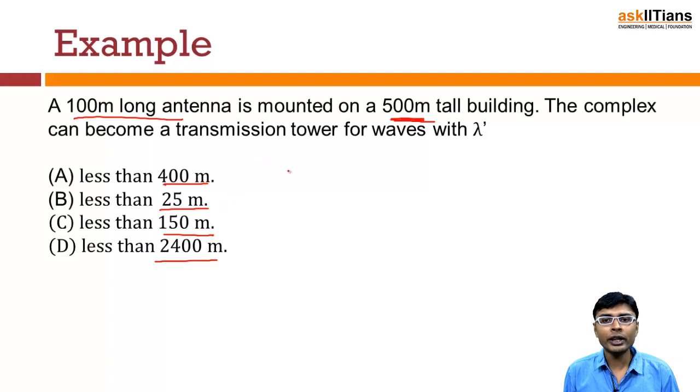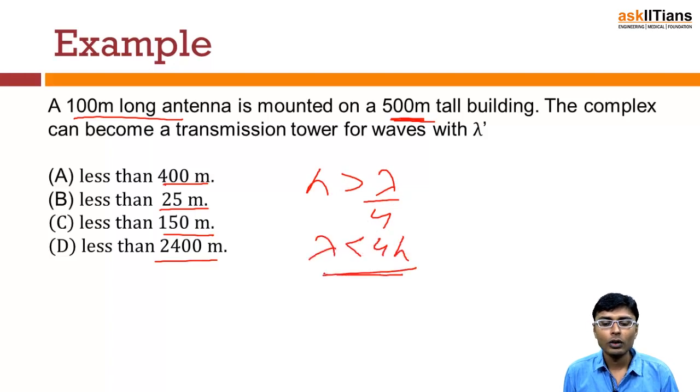We have seen that the height should be greater than lambda by 4. That means the wavelength should be less than 4 times the height. If the wavelength is less than 4 times the height, then our transmission will be efficient, and the height of the antenna will also be practical.